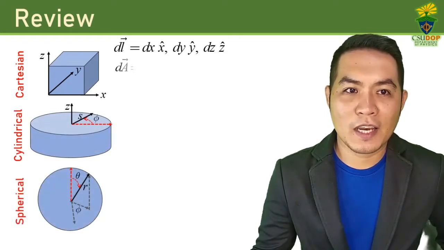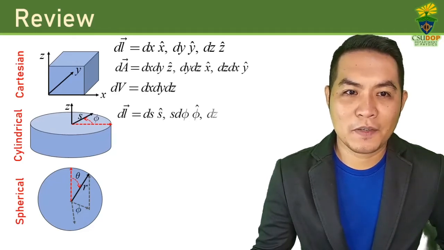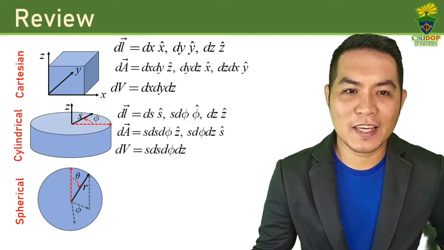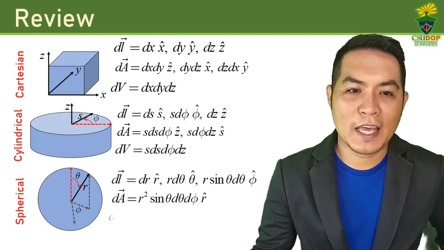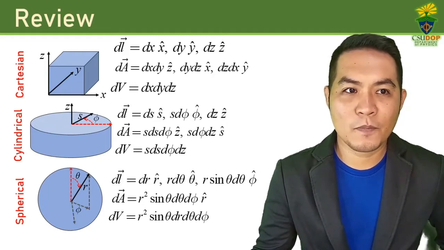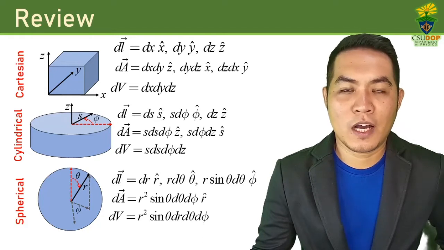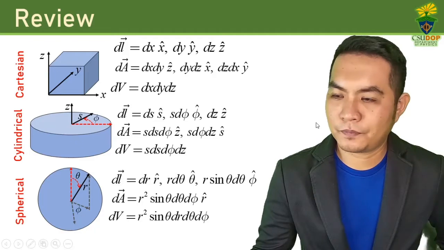The differential length, area and volume for the Cartesian coordinate system are given as this. The differential length, area and volume for cylindrical coordinates are also given by these equations. And for spherical coordinates, the differential elements are given as this. So we will need these differential elements for our topic this session.